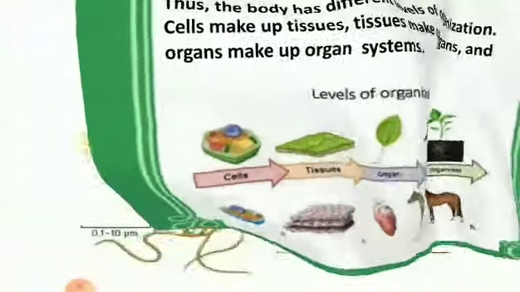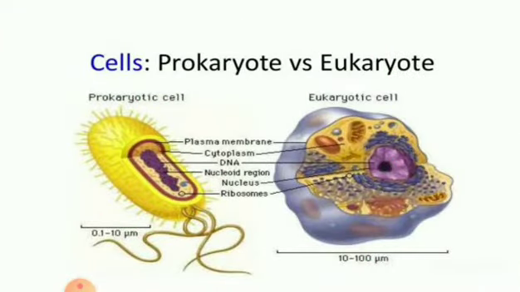Next, we move to prokaryotes and eukaryotes. Based on the structural organization, organisms can be classified into two types. Which one? Organisms can be classified into two types. What are they? Prokaryotes and eukaryotes. Let us see.